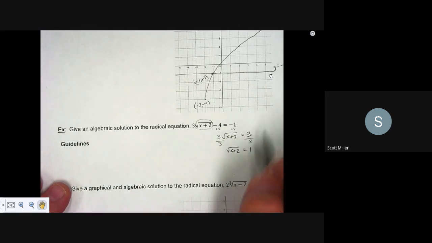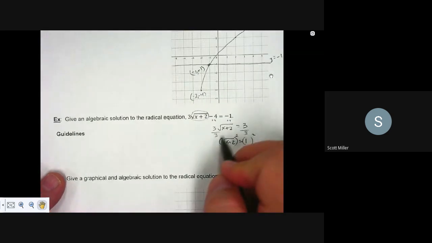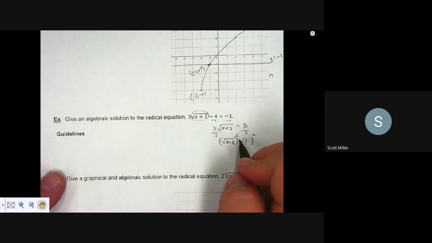Once I have it isolated, then I'm going to raise both sides of this equation to the same power, and that's the power that will undo the square root. So for a square root, the power is 2. You have to do it to both sides. You can only do it when this is isolated. Okay? So squaring a square root just gives me the quantity that's left on the inside.